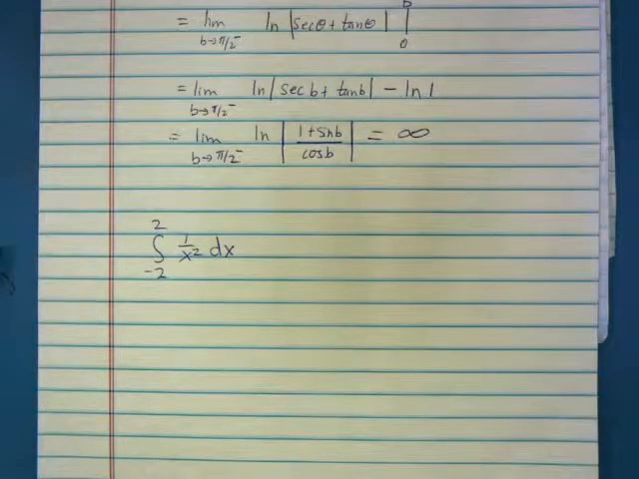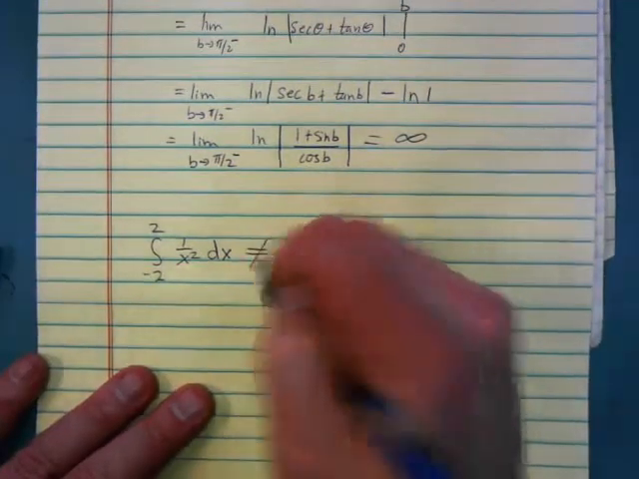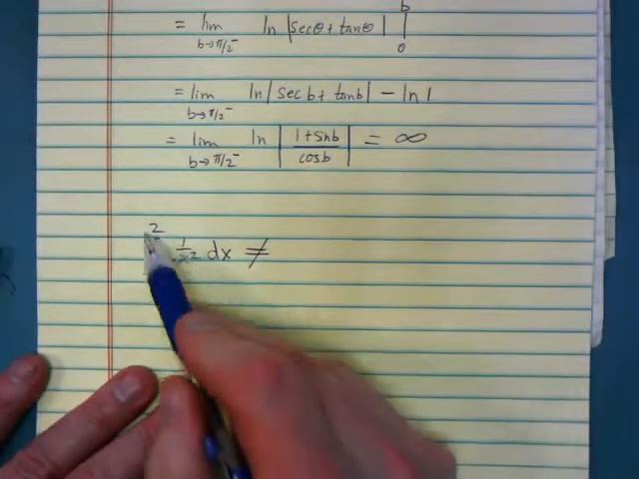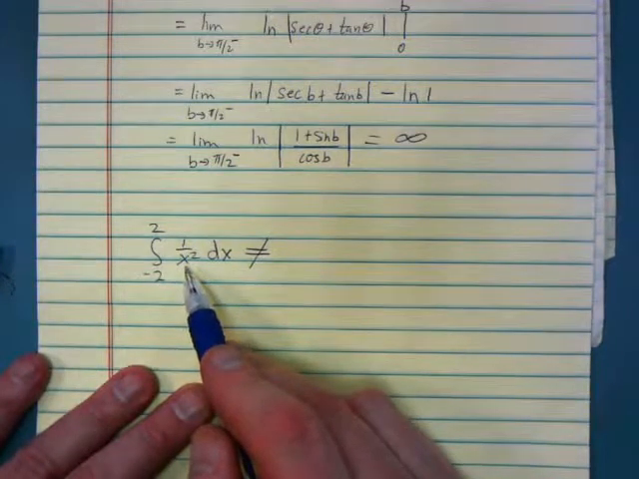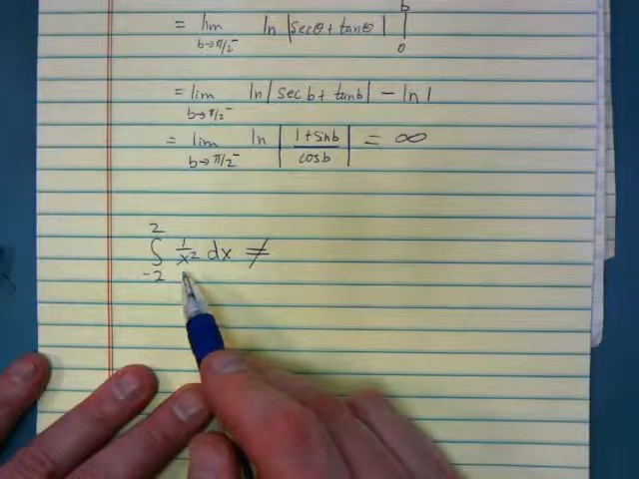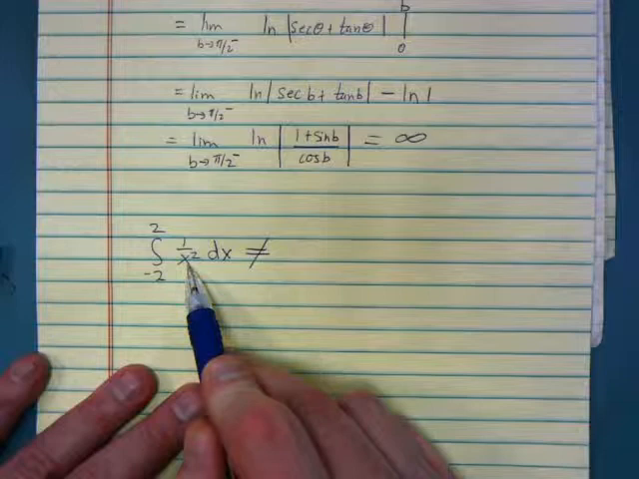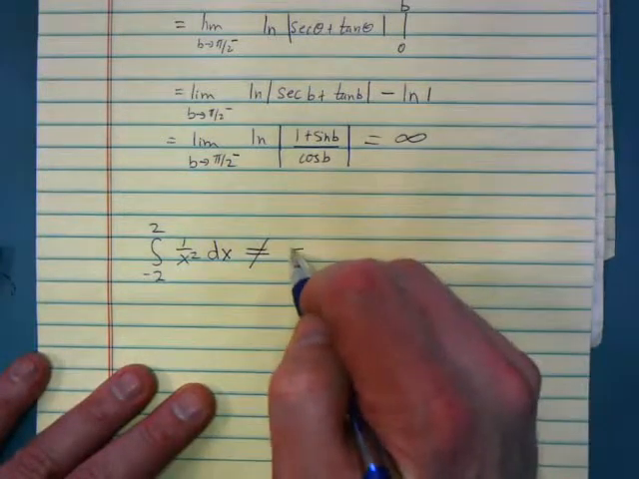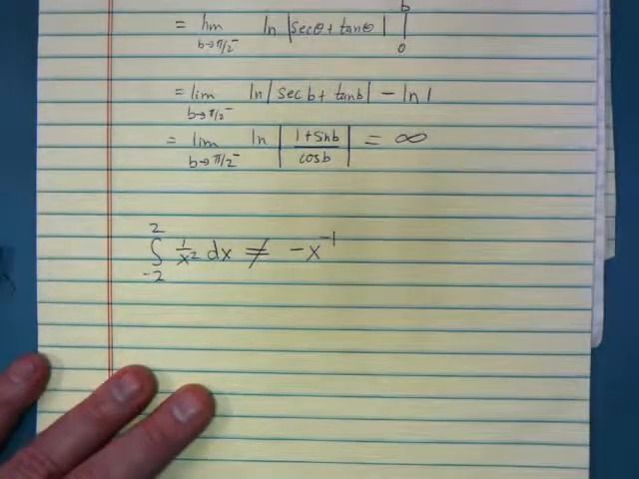So a lot of people would be very tempted to do this, and I'm going to tell you this is the wrong answer. It's very easy to forget that you've got a problem here. And a lot of people would just say, well, I take the antiderivative. What's the antiderivative of 1 over x squared? Think of that as x to the negative 2. Add 1 to your power. That's negative 1. Negative x to the negative 1. And then you plug your numbers in.